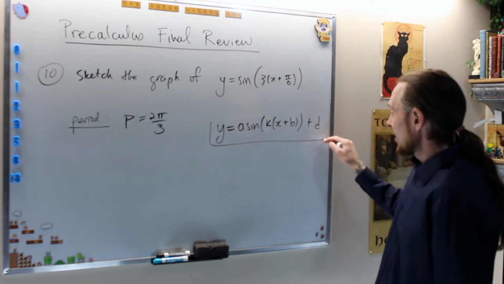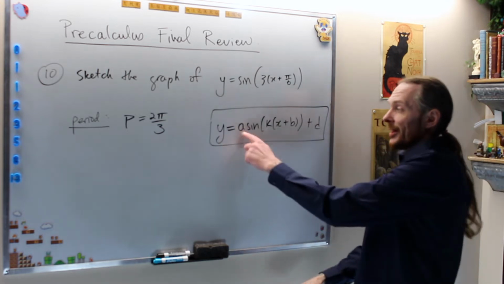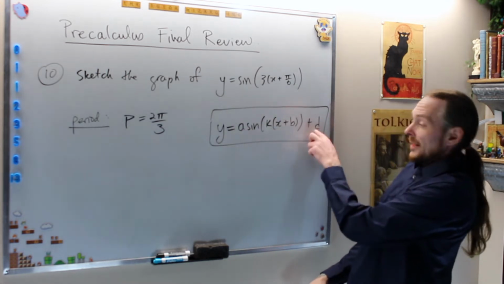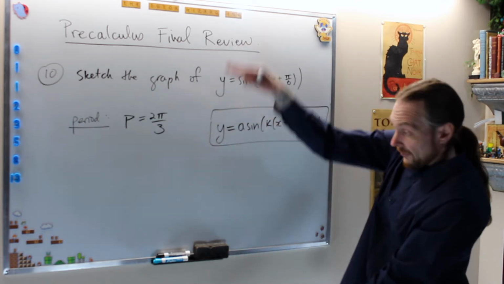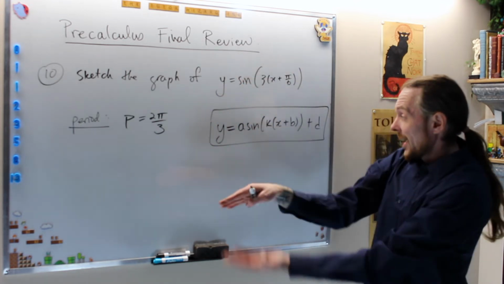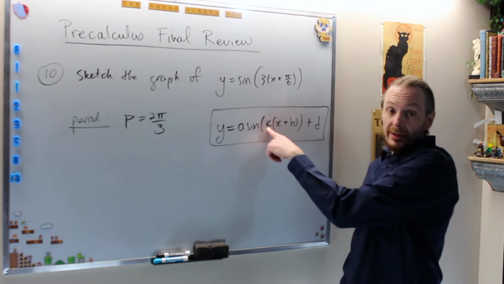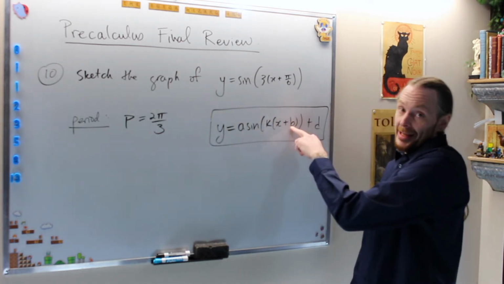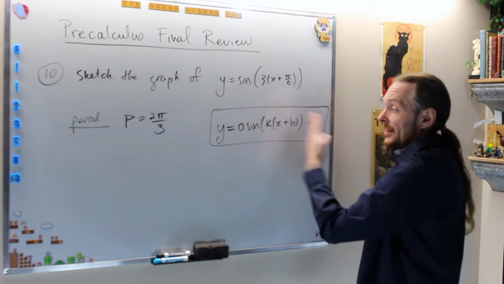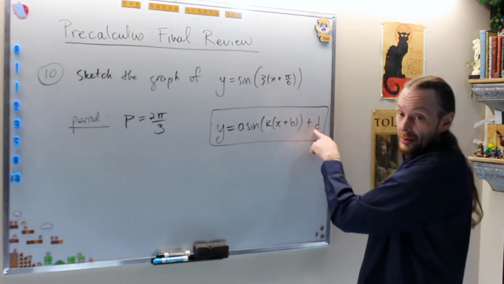So if this is the general sinusoidal function, what we're looking for is these main four things to happen. This will be vertical stretch and shrink, which we call amplitude. This will be involving the period, which will be horizontal stretch and shrink. This will be phase shift, shifting left and right. And this will be vertical shift up and down.